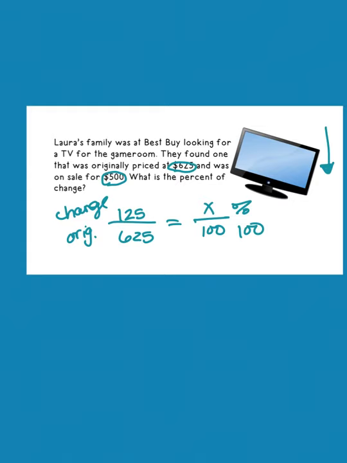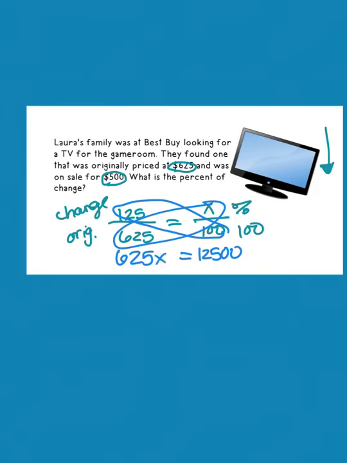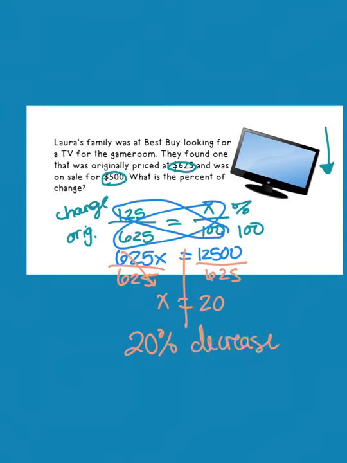So one thing you could do is cross products, if you'd like to. What I could do is 125 times 100 is 125 with 2 zeros, so 12,500 equals 625x. Now I have an equation that I can easily solve. So I'm going to divide both sides by 625. And I'm going to go ahead and do that on my calculator to make life easy. And I am going to get 20. So what that means is that it was a 20% decrease in price. So that means basically it was on sale, it was 20% off.